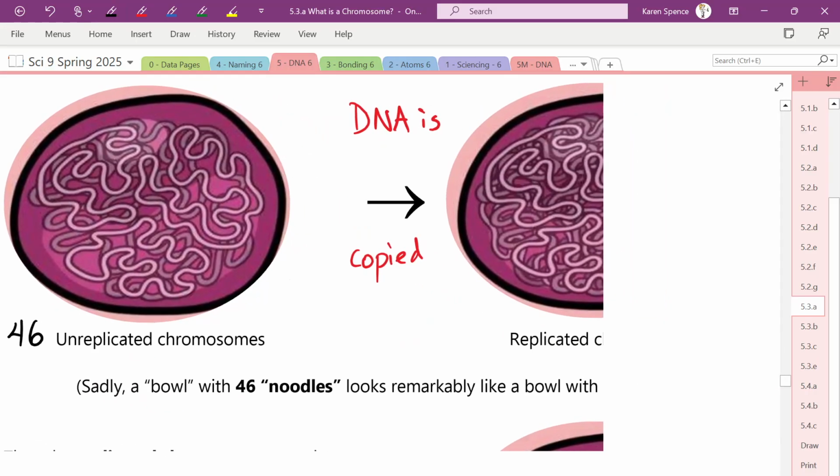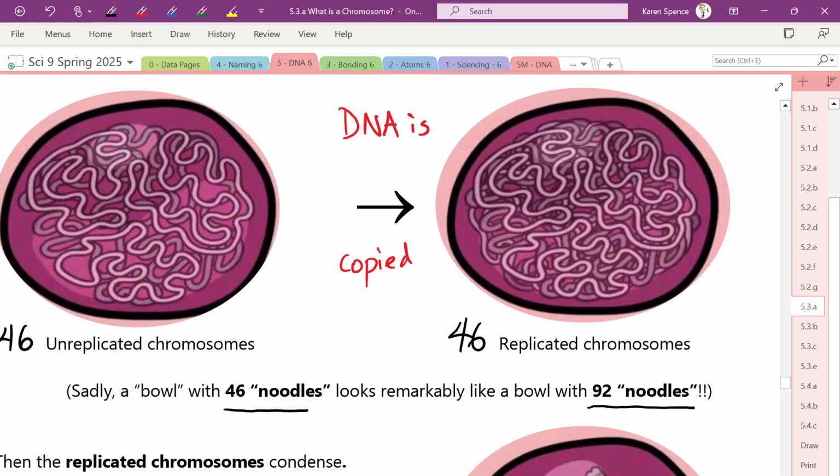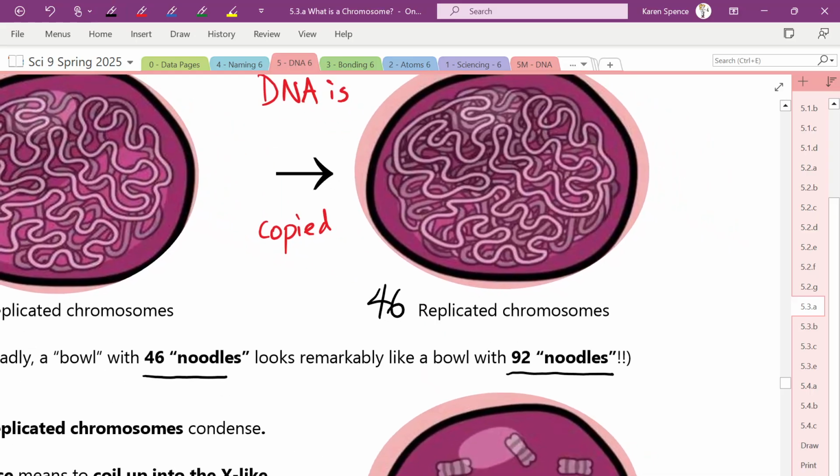So here's the trick. We still have 46 chromosomes. They are just replicated chromosomes. Even though we started with 46 noodles and we finished with 92 noodles, the 92 noodles are stuck together and we call that a single chromosome. Okay?